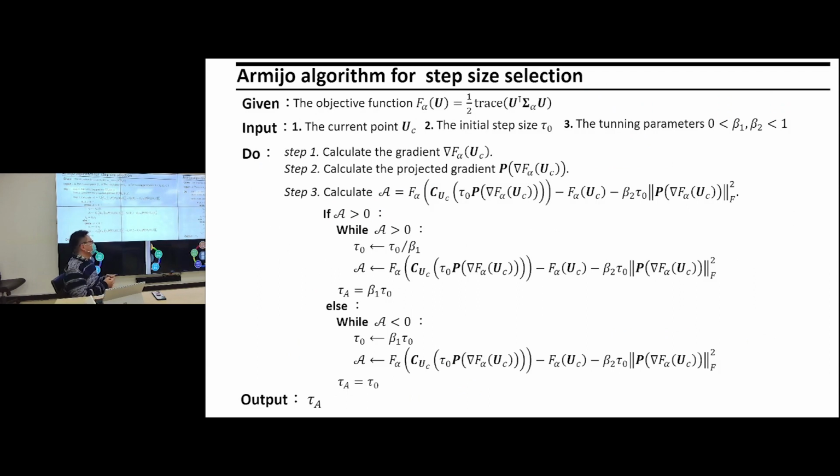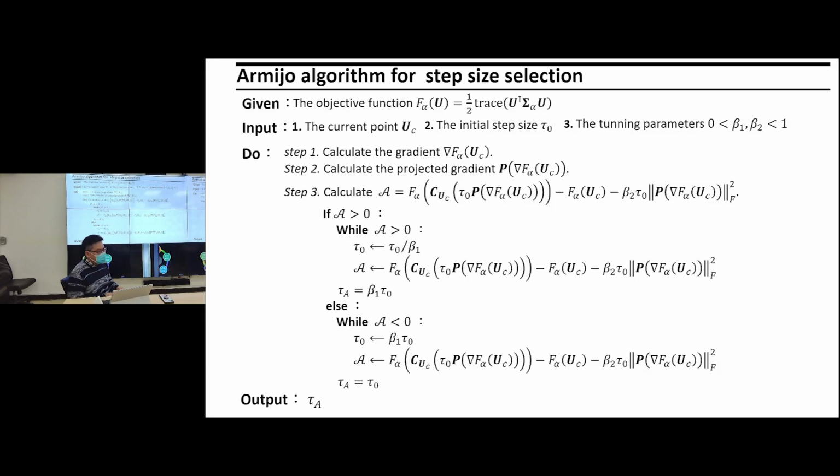So this is the pseudocode for the Armijo-Hall algorithm for step size selection. Suppose we are given an objective function f alpha of u, and we input the current point uc, the initial step size tau 0, and the tuning parameters beta 1 and beta 2. Then we do these 3 steps: first, calculate the gradient; second, calculate the projected gradient; and third, calculate the Armijo-Hall value A.